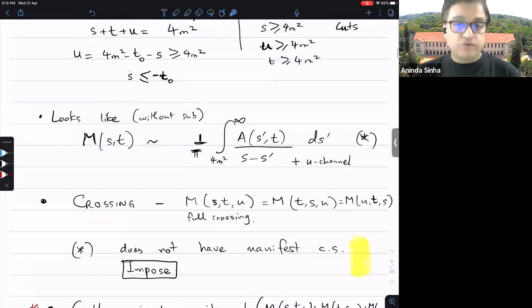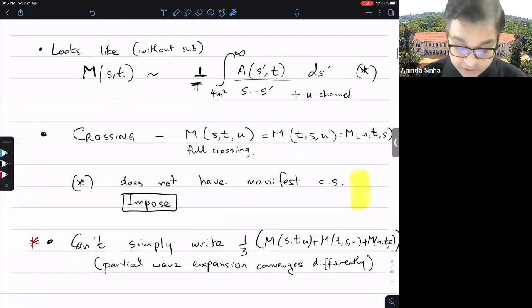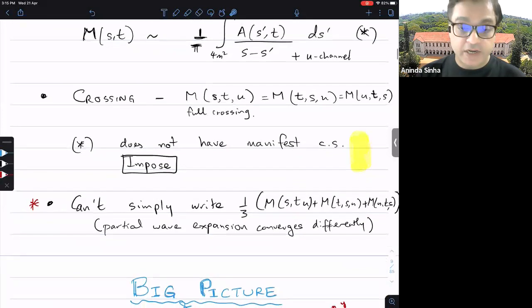So this is the background, which I just wanted to tell you very quickly so that I don't lose you, because soon I will introduce another kind of dispersion relation, which is going to manifest the full crossing symmetry. So let me just pause here and ask if there are any questions regarding this background before I explain the big picture.